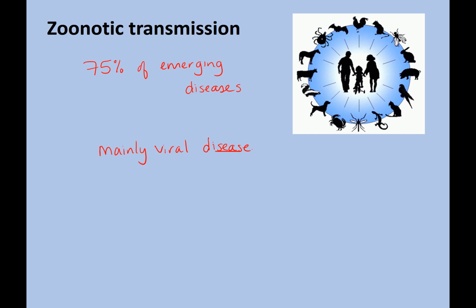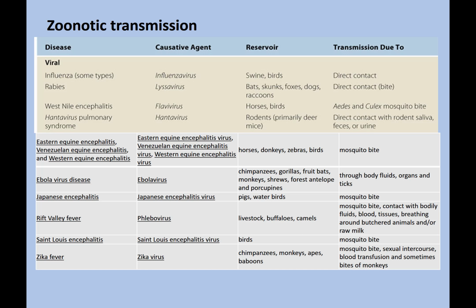But know that bacteria can be transmitted zoonotically, like Lyme disease. Protozoas can be transmitted zoonotically, Toxoplasma, Giardia, and prions, which we never got to talk about, which are not viruses. They're just crazy proteins. Those also can be transmitted zoonotically. And so here's just a list of some viruses. Again, their reservoir, where they're found, how they're transmitted, mostly through mosquito bites here, but some direct contact.